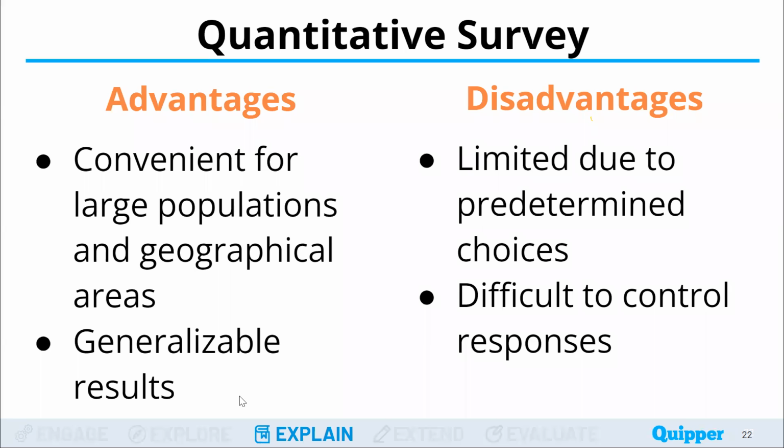So yon. Ang disadvantage nito limited due to predetermined choices. Syempre, pag gumawa ka ng quantitative survey, meron lang silang mga options. So limited lang doon sa options na yun yung magiging sagot nila. Okay, di na sila pwede mag-suggest, di na sila pwede mag-explain. So ganun. Difficult to control responses since malaki nga yung population natin. So meron dyan iba hindi tinatamad sagutan. Yung iba naman dyan hindi honest sa pagsagot. Hindi mo na siya ganun ka mamamonitor. So yun, isa yun sa mga disadvantage ng quantitative.